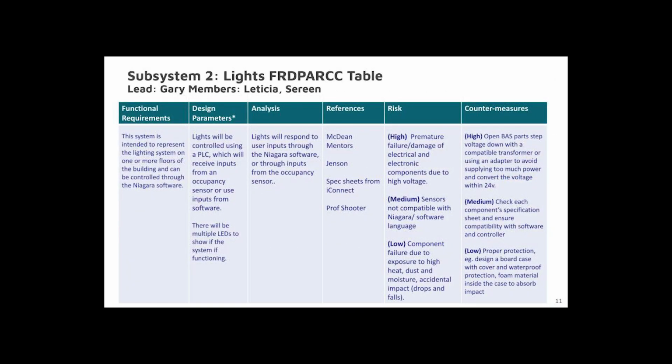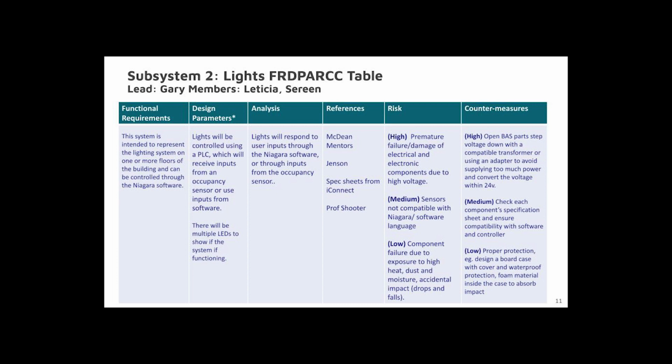More details on Subsystem 2. The LED lights in our trainer represent the multi-floor lighting system of a building. The lights will be controlled using a PLC, which will receive input from an occupancy sensor or input from the software directly. The lights will correspond to the signals.